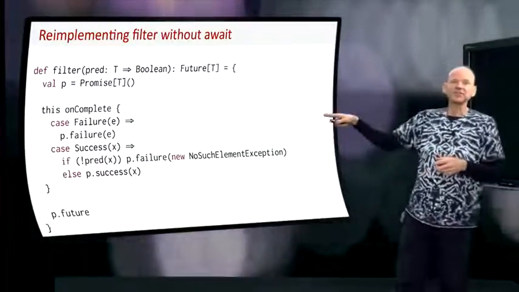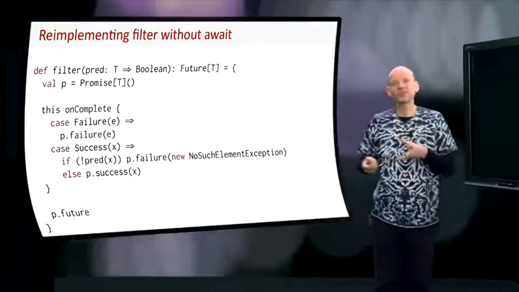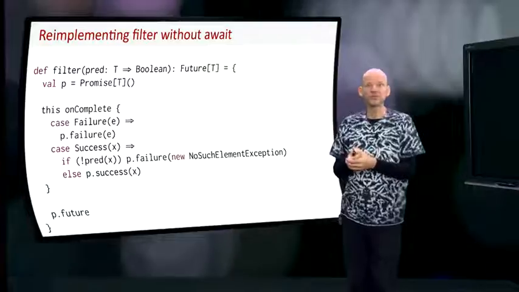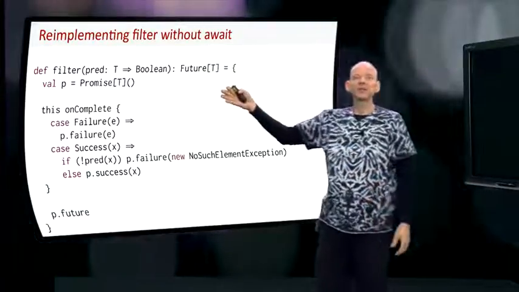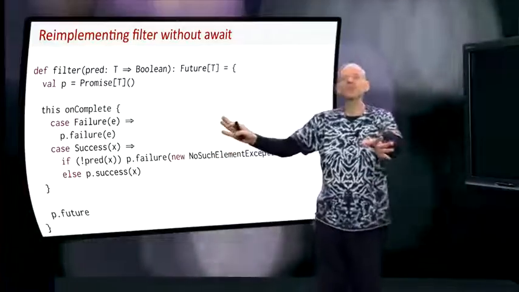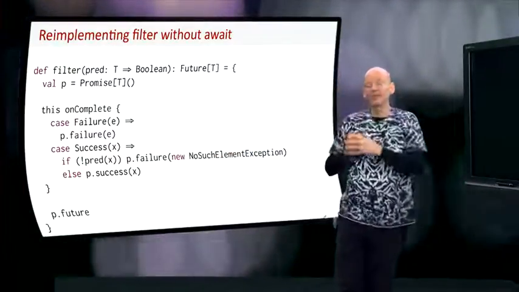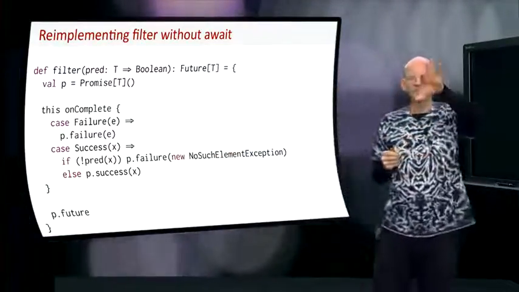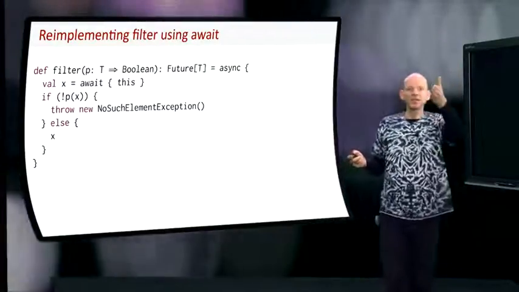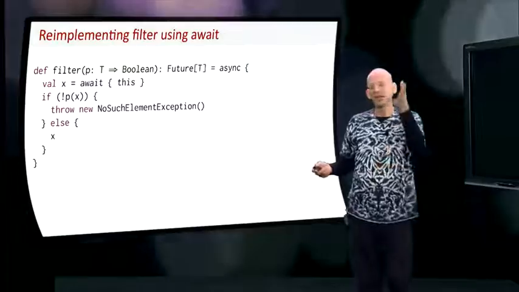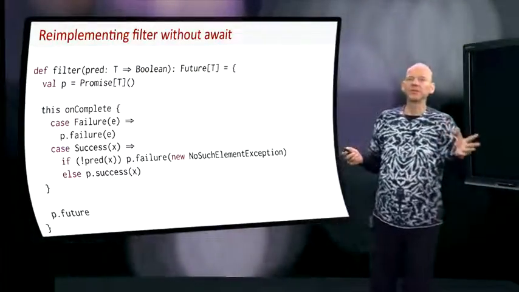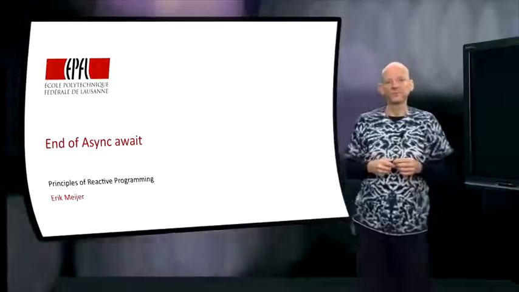Now in the next lecture, we will introduce promises, which is another mechanism to create futures, and their filter will look like this. All right, don't try to understand the code yet. That will be in the next lecture, but you will see immediately that that code is much longer than this code that uses async await, and so I prefer the async await version.